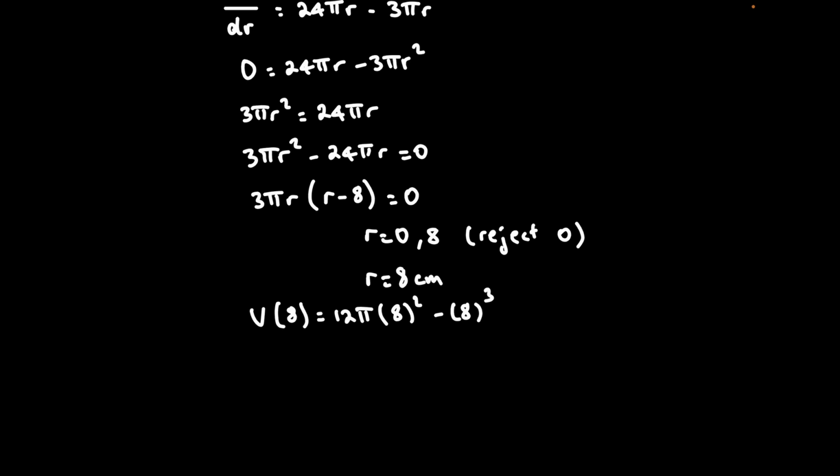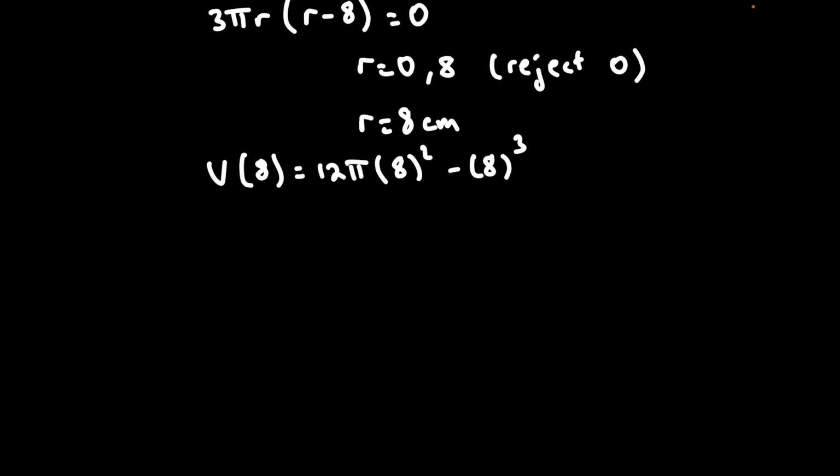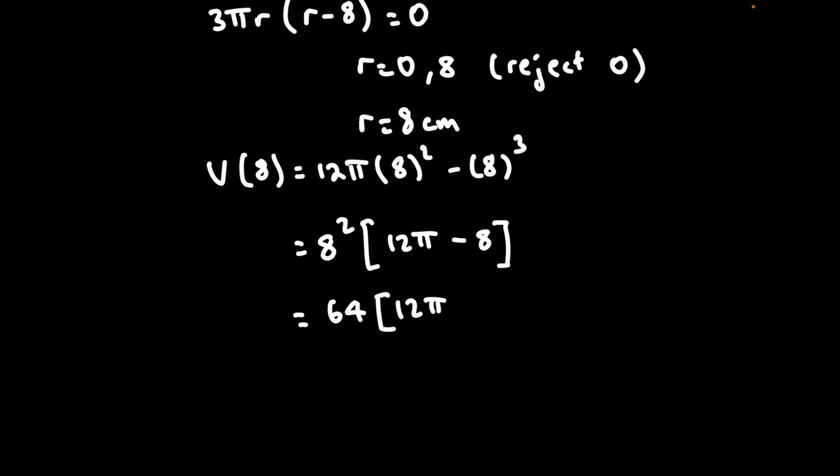Like this. And we can factorize, in this case, an 8 squared. So we can say 8 squared, and then we're left with a 12 pi minus an 8. Okay, so that means it's equal to 64 times 12 pi take 8. Okay, so I'm just going to leave it like this, but that's how you work out the maximum volume here.